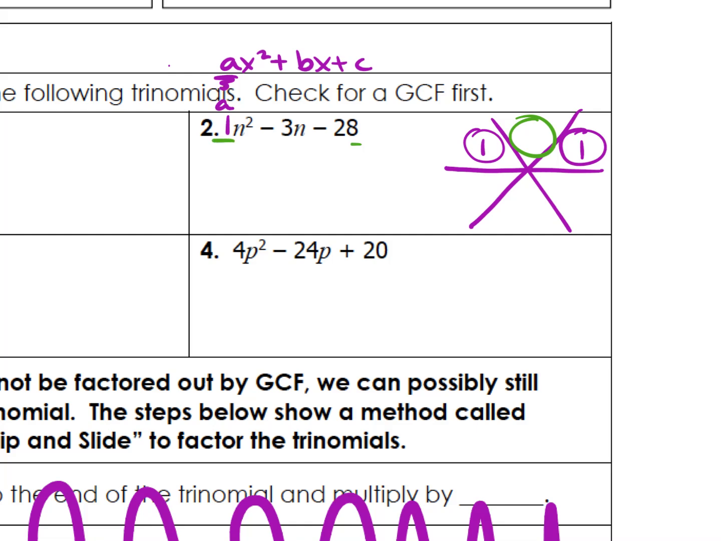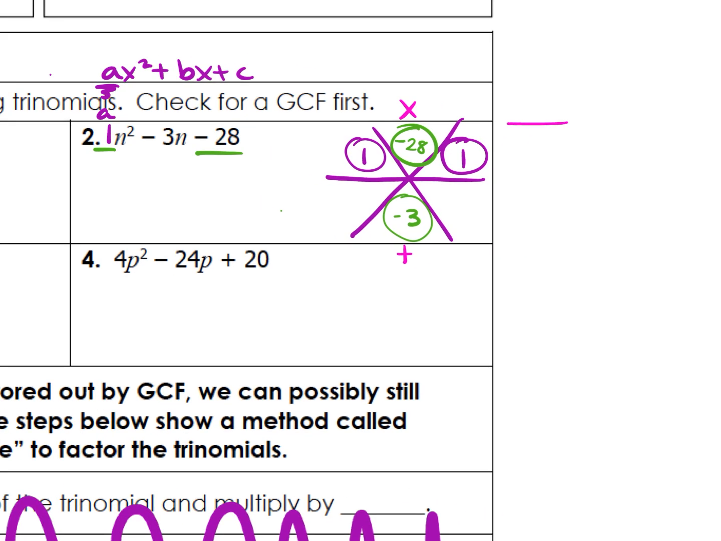Right, 1 times negative 28 is negative 28, and what goes down here? A negative 3. So you are asking yourself the question, what can I multiply to get a negative 28 that I can add to get a negative 3? Did anyone find it yet?